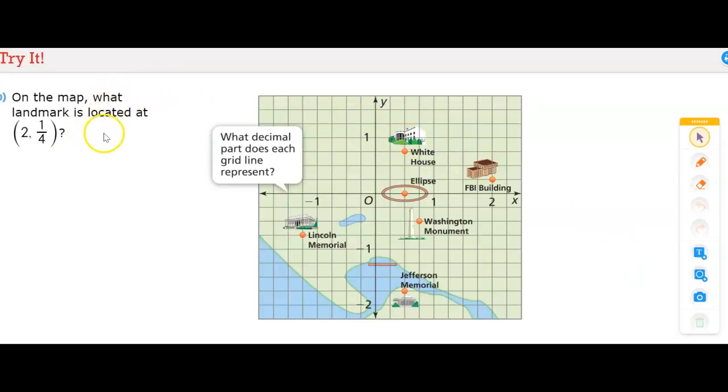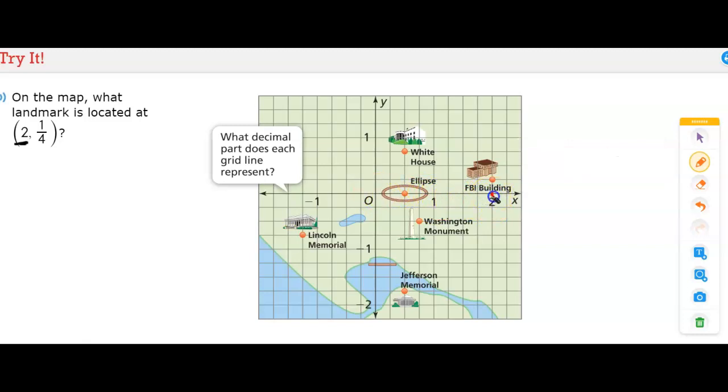On the map, what landmark is located at 2 1/4? So we're going to look at the first number, which is our x-axis. Let me choose a different color. Red. And so 2 is positive. So we're going to go 1, 2. Oh, sorry. I need to look at my numbers. Here's 0, but here's my 1. And then here's 2. So I have to go all the way to 2.